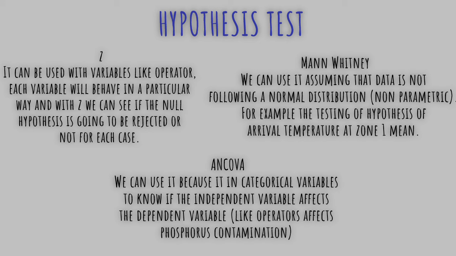For the third one, we can use ANOVA, and this can be used only with categorical variables in order to know if the independent variable affects the dependent variable. For example, we can use it in variables like operator to know if the mean affects phosphorus contamination.